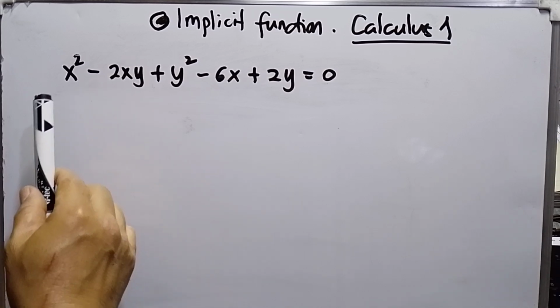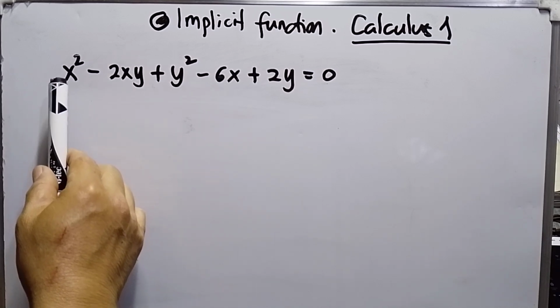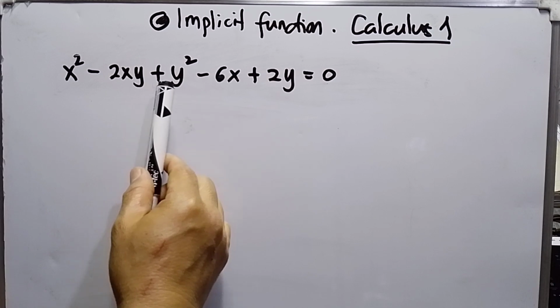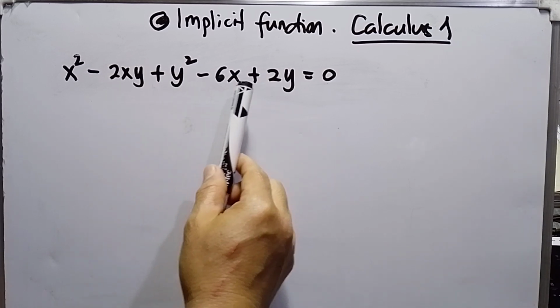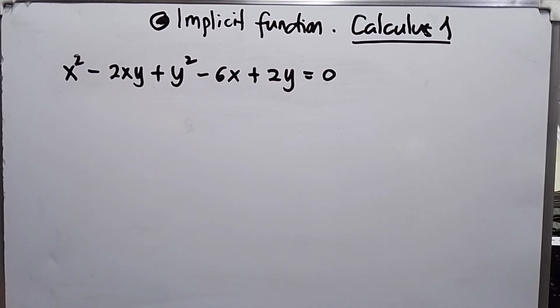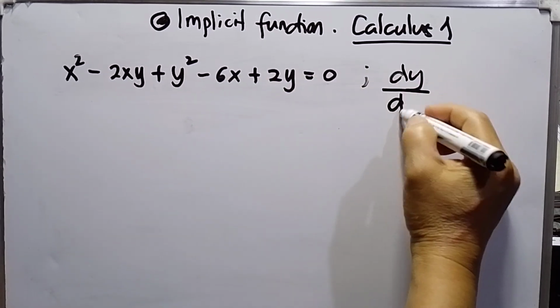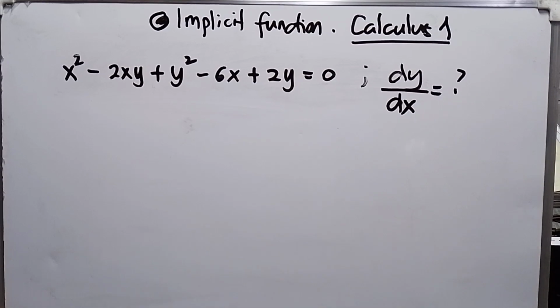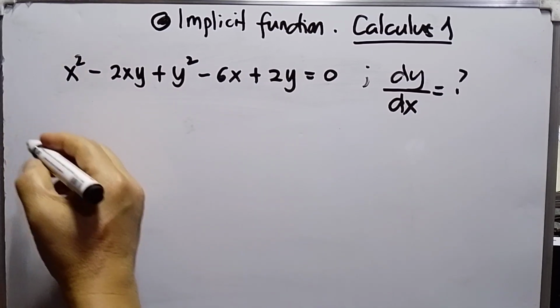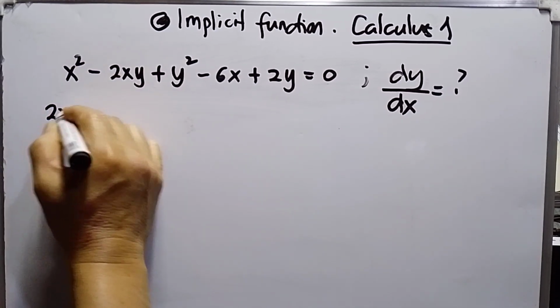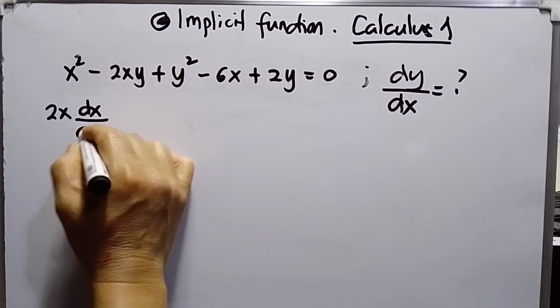So I have here the function x squared minus 2xy plus y squared minus 6x plus 2y is equal to 0. So we need to find dy over dx. This is the unknown. Okay? So differentiate x squared, that will be 2x dx over dx.